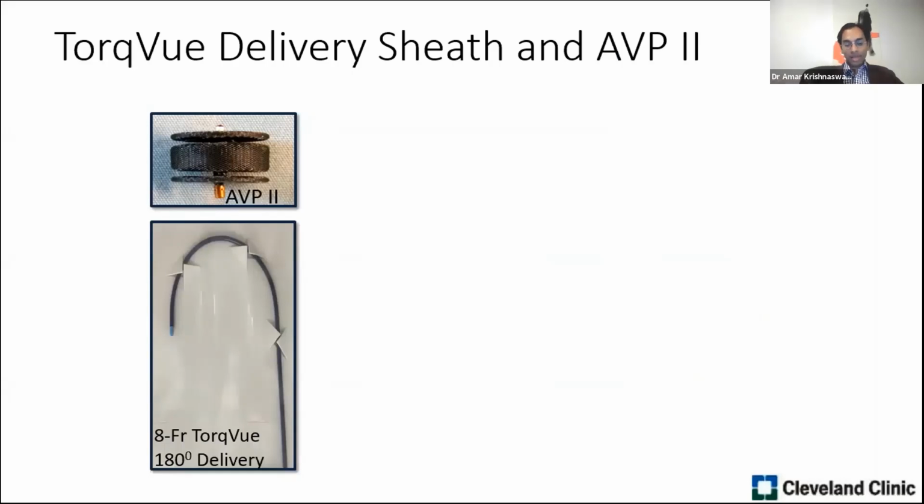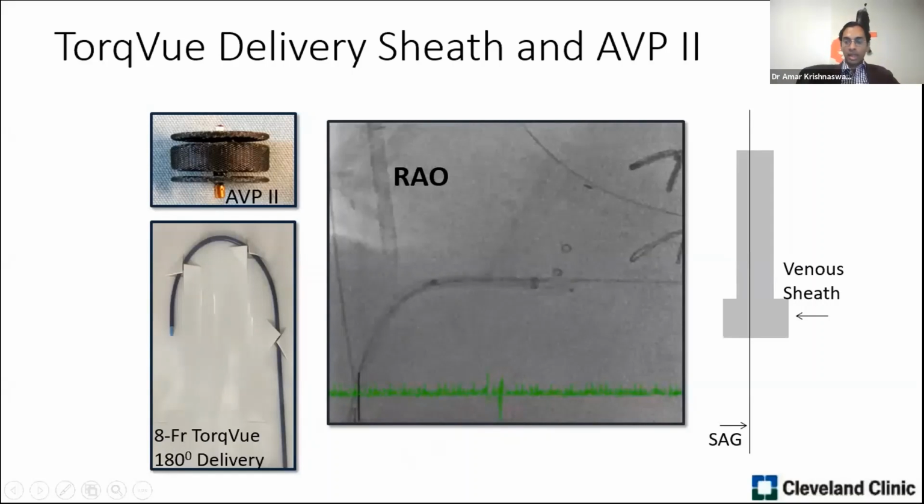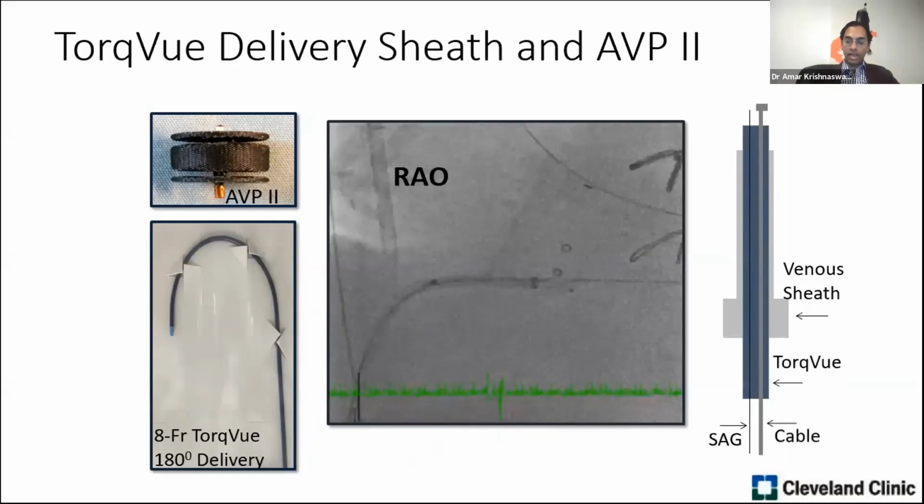Now, while this device in most of its sizes will advance through a 6 French delivery, we prefer to use the 8 French, and I'm going to show you why in a moment. So you can see here, this is the TorqVue delivery sheath sitting just at the area of the leak. And we've advanced the sag wire through the leak. We advanced the TorqVue over the sag wire to the leak. And then because we've used an 8 French, we're able to deliver our device with the sag wire still in place.